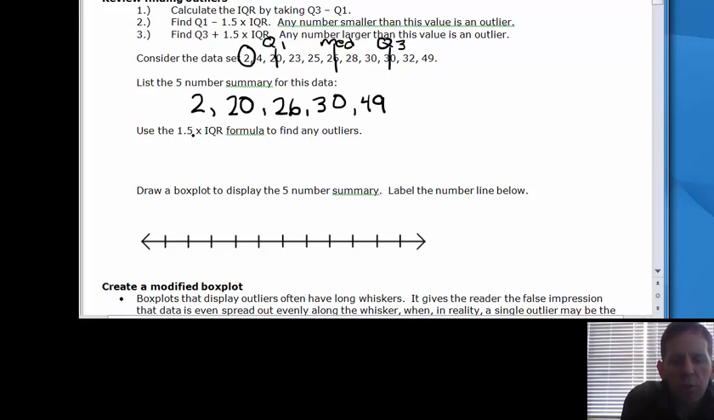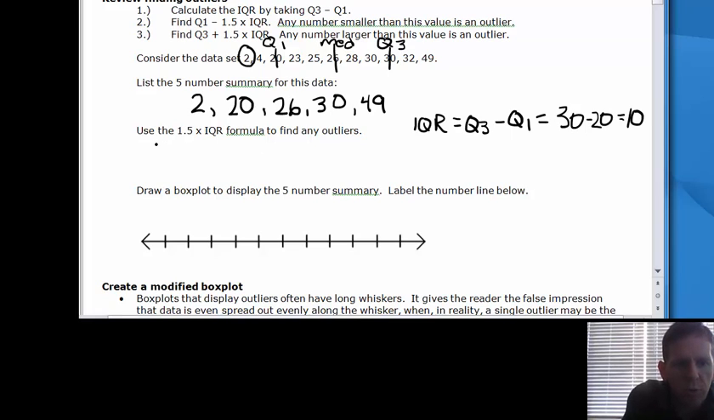To find outliers, we're going to use this 1.5 times the IQR formula, which is addressed up here. The first thing we need to do is calculate our IQR, which is found by taking Q3 minus Q1. In this problem, we're going to subtract 30 minus 20. And when you do that, you get 10. That's our IQR.